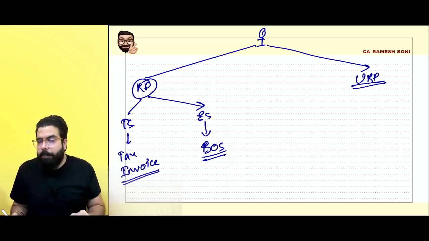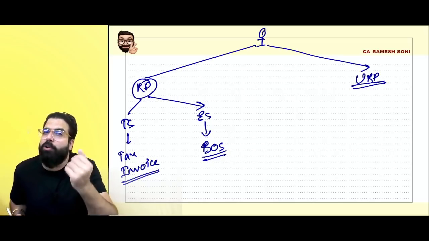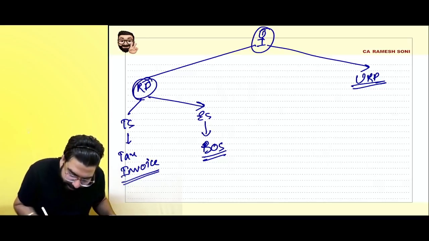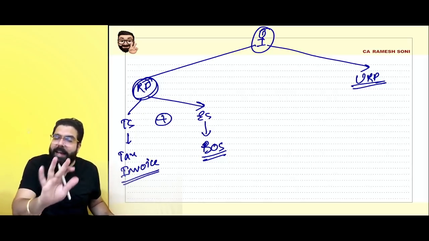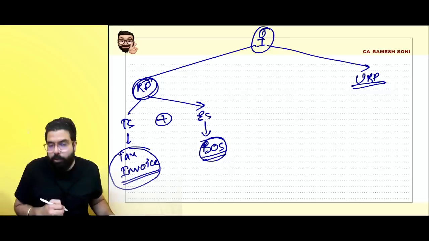Okay. If I am supplying to an unregistered person, listen to me very carefully. For example, I am supplying some taxable supplies and exempt supplies together. If I am supplying to a registered person taxable supply plus exempt supply together, then for taxable supplies I have to give a tax invoice, and for exempt supply I have to give a bill of supply.